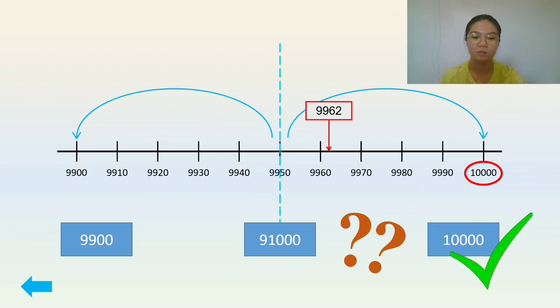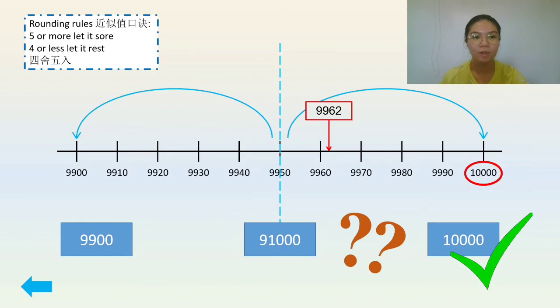Based on this situation, we can also conclude a rounding off rule, which is: 5 or more, let it soar, or 4 or less, let it rest.